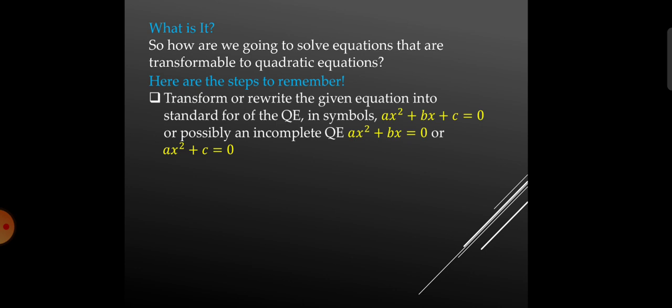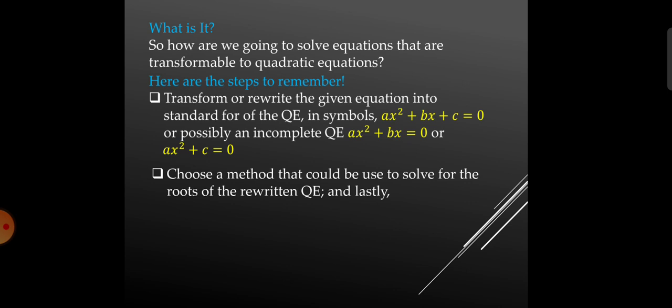So here are the steps to remember. First, transform or rewrite the given equation into standard form of the quadratic equation, which are in symbols: trinomial ax squared plus bx plus c equal to 0, or possibly an incomplete quadratic equation given in the form of ax squared plus bx equal to 0, or ax squared plus c equal to 0. Second step, choose a method that could be used to solve for the roots of the rewritten quadratic equation. And lastly, reduce your answer to lowest term.